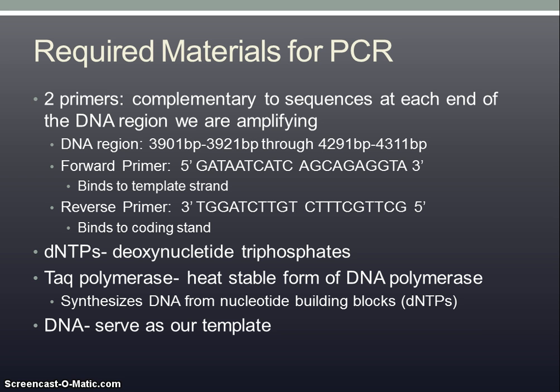And we will also need dNTPs, which are basically nucleotide building blocks, and they stand for deoxynucleotide triphosphates, and they consist of dATP, dTTP, dCTP, and dGTP. We will also need Taq polymerase, which is a heat-stable form of DNA polymerase. Taq polymerase synthesizes DNA from our nucleotide building blocks, or our dNTPs. And we will also need DNA, as it will serve as our template for the entire experiment.